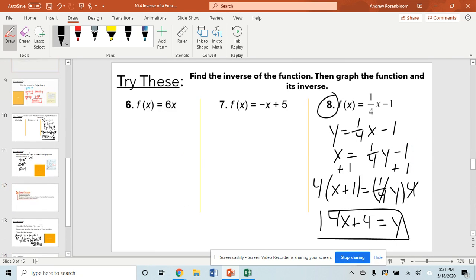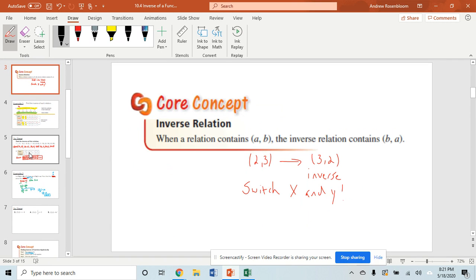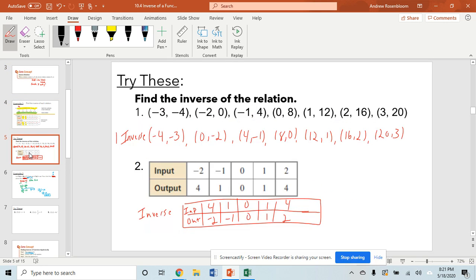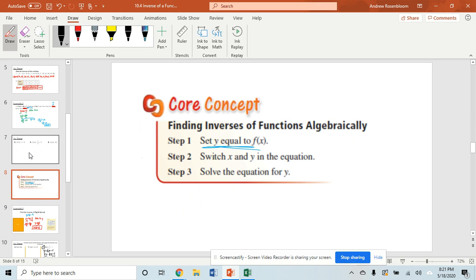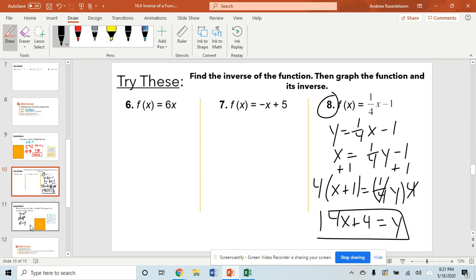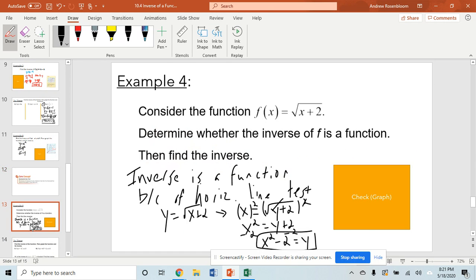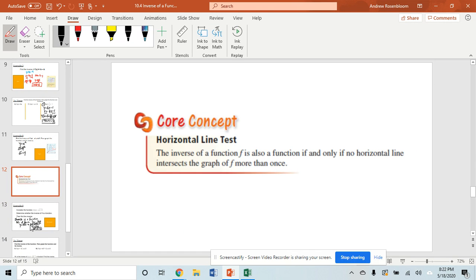All right, so key things in this topic: know that when we're talking about an inverse relation, all we're doing is switching the x and y values. When you have to find the inverse, go through these steps right here. First, change it from f of x equals to y equals, then switch x and y in the equation, and then solve the equation for y, as we did on several of the examples here. Okay? And final thing, make sure you know the horizontal line test. The horizontal line test will tell you whether or not the inverse of a function is also a function.